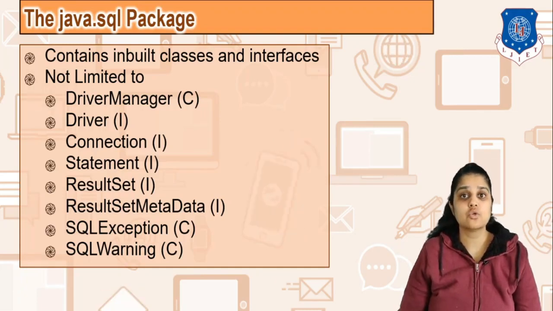Next is your SQLException class. Now this exception class is used for handling any SQL kind of exceptions that occur during your run of the program. And your SQLWarning class helps you to access any warnings with respect to connecting to a database, with respect to statements that you are firing, or with respect to any result sets that you are trying to retrieve from the database.